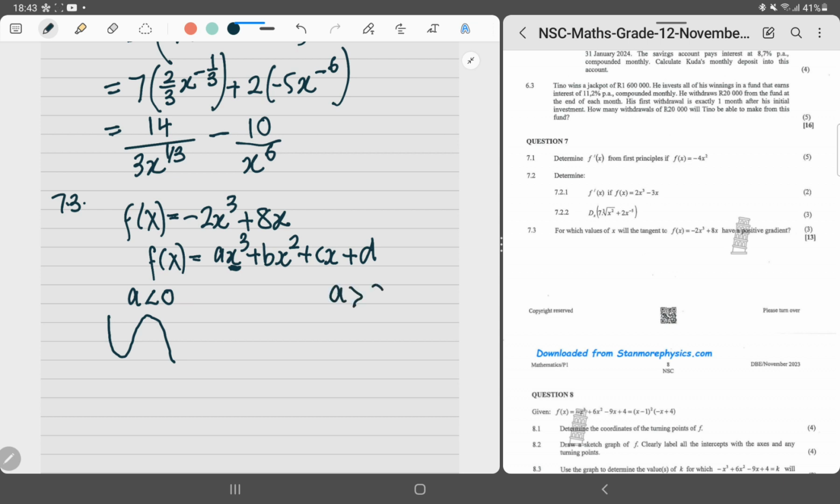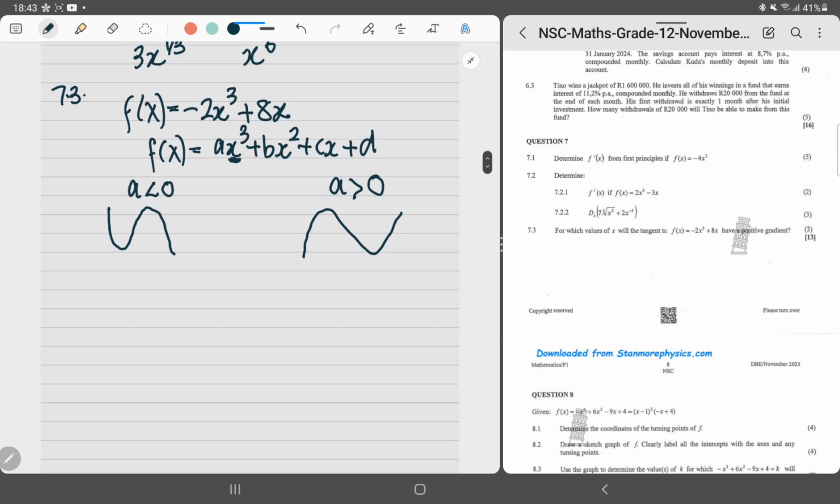And when the value of a is greater than 0, we are going to have the opposite shape. So in this instance, we expect our graph to fit this scenario. For which values of x will the tangent have a positive gradient? So at the turning point, we know that the gradient is equal to 0. And if we were to draw a tangent at this point, you can see that the gradient is negative. Even anywhere along this, the gradient is negative.